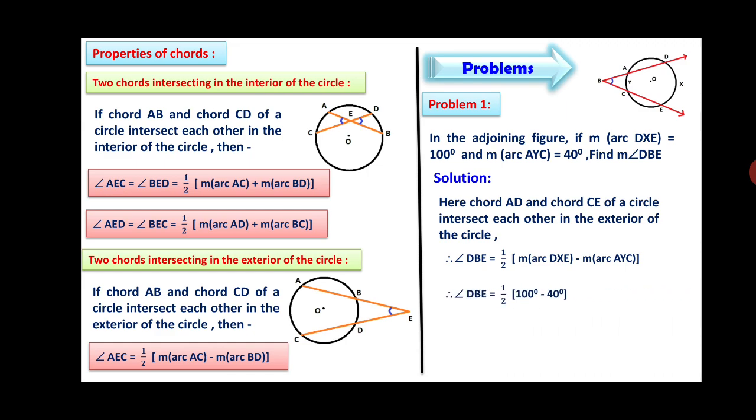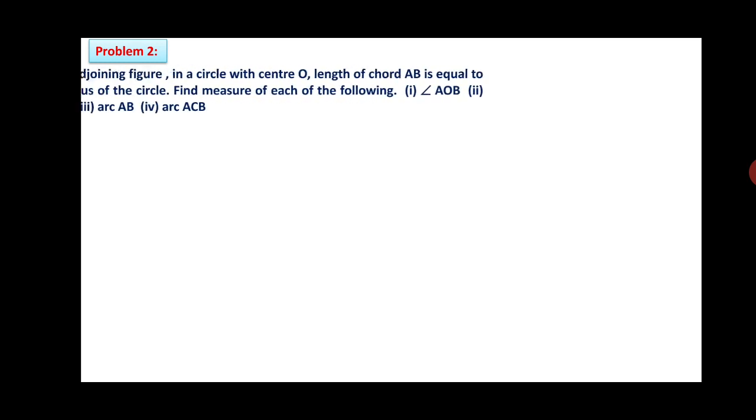Now we'll substitute the values of the respective arcs. Therefore, angle DBE is equal to half into bracket 100 minus 40. So angle DBE is half into 60. After simplification, you are getting angle DBE is equal to 30. Very easy problem. Now the second problem we will consider.